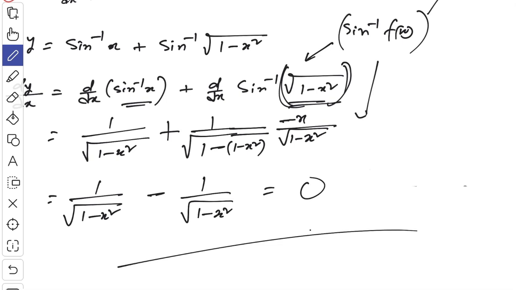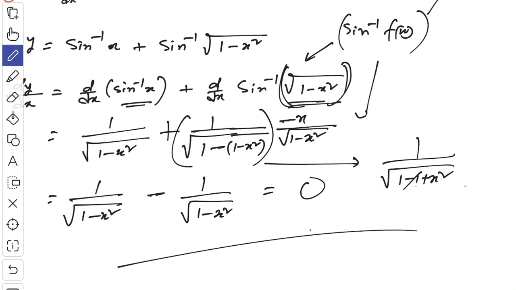So hope you have understood. Let me explain this part again. So what we have got here, 1 by root over 1 minus 1 plus x square. So these two are gone, and this is equal to 1 by x. So this x is cancelled with this x. Hope you have understood this. So this is our answer.